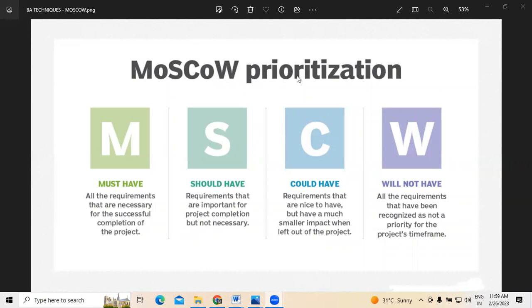No, we can say regulatory requirements are must to have. Simple. Can you repeat your answer again? Regulatory requirements are must to have.